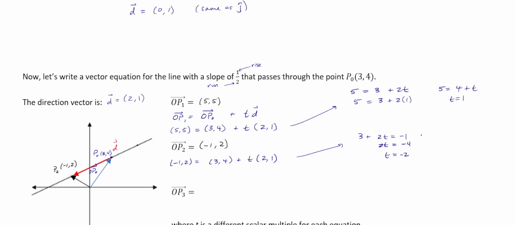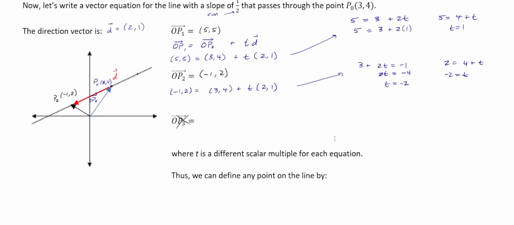But let's double check with our y component as well. So 2 is equal to 4 plus t, and then -2 is equal to t, and yeah, that checks out right there. Okay, we're not going to do a third point right here, so let's just delete this right here, or you can just cross it out.